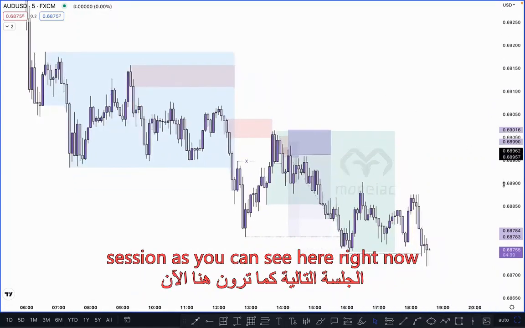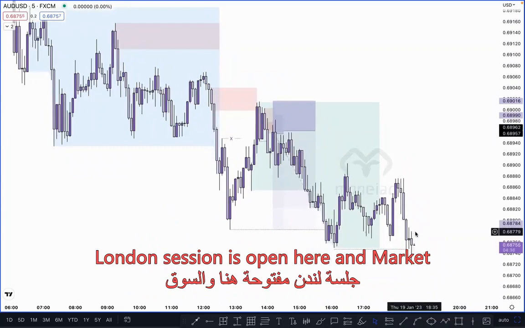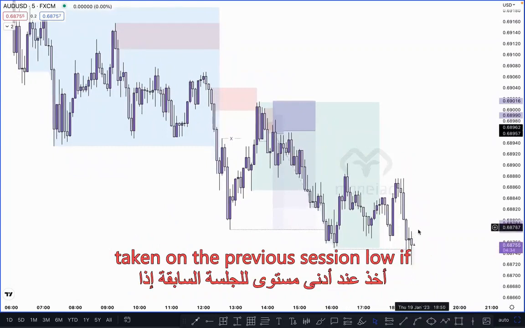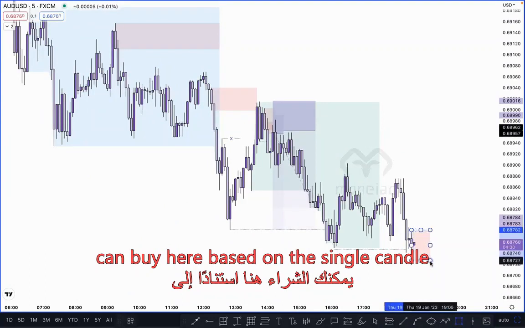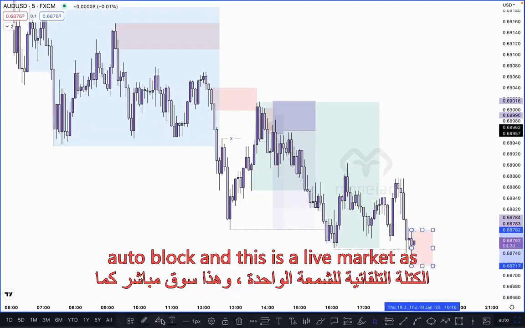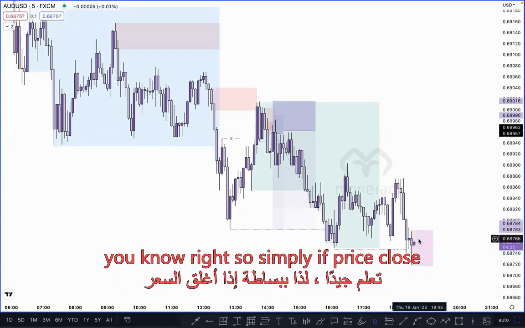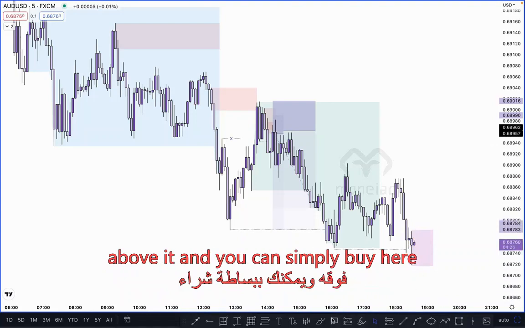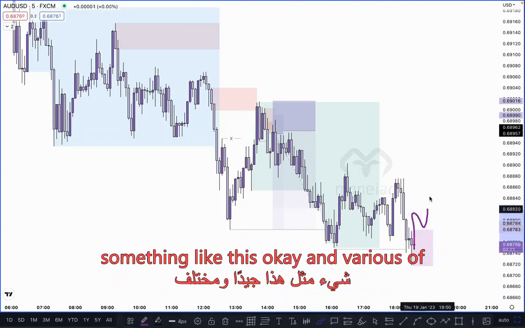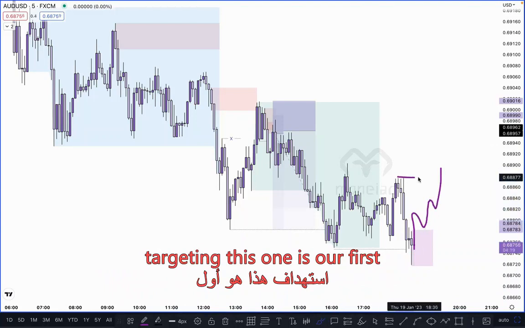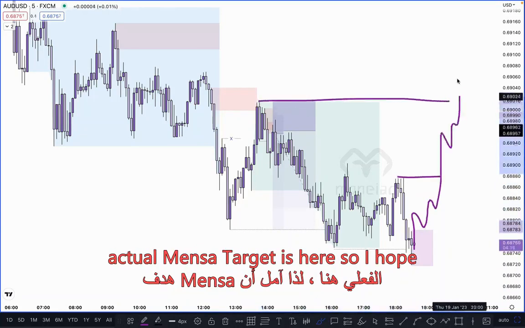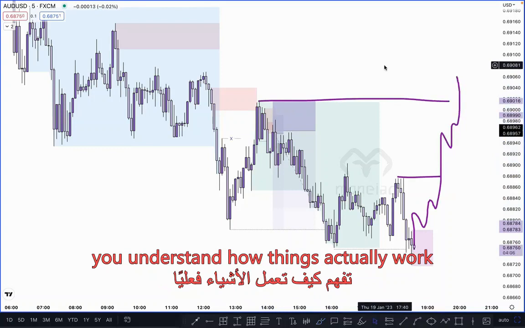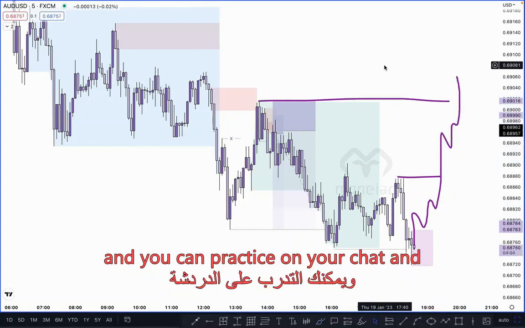As you can see here right now, the London session is open and the market is taking out the previous session low. If a candle closes over it, then definitely you can buy here based on the single candle order block, and this is a live market, as you know, right? So simply if price closes over it, you can simply buy here, something like this. Okay, and where is the target? This one is our first break even point, and this one is our actual main target. So I hope you understand how things actually work, and you can practice on your chart.